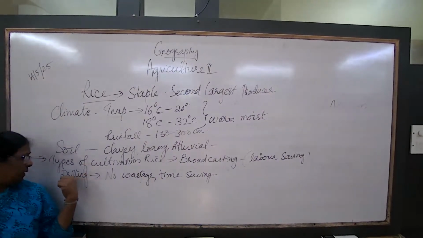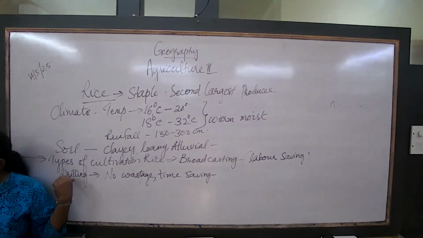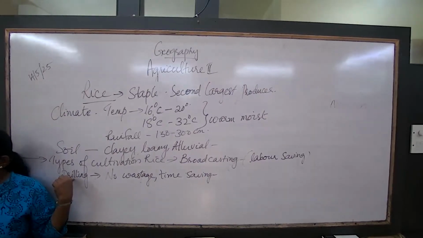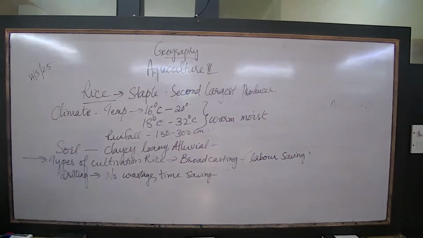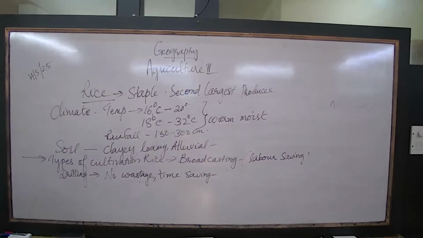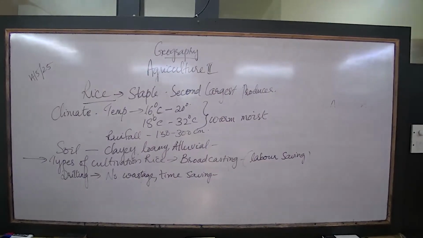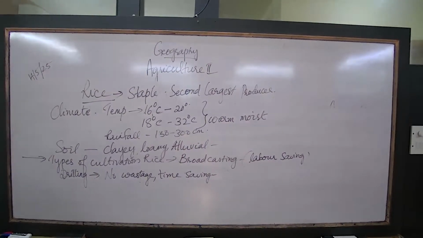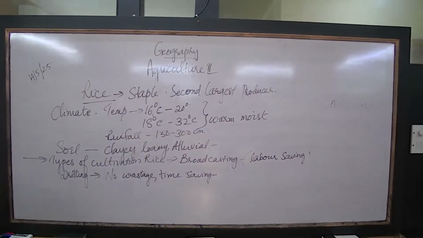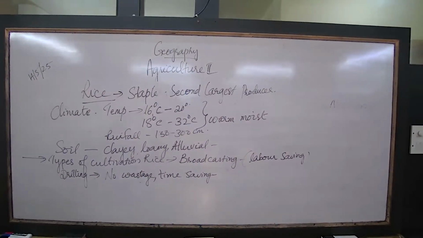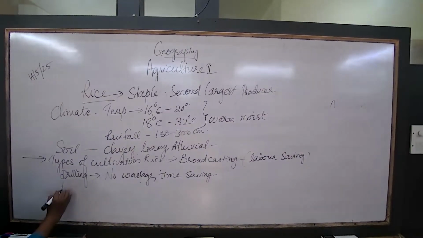So, what is the method? Drilling method. You understood what is drilling method? Just try. A bamboo shaft is attached to that plow and furrows are created at equal distance, regular intervals. The seeds are sown. Yes. Next method is dibbling method.